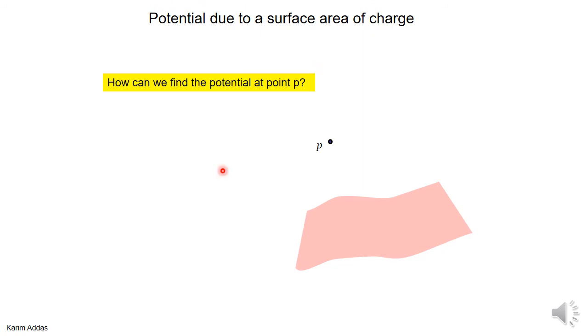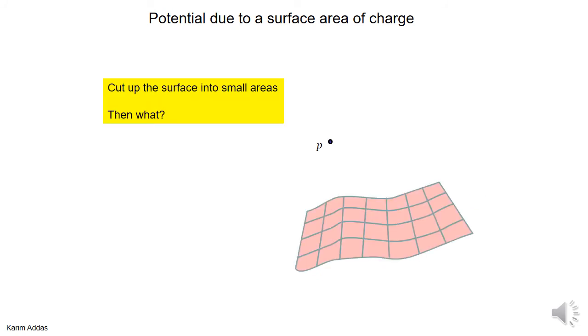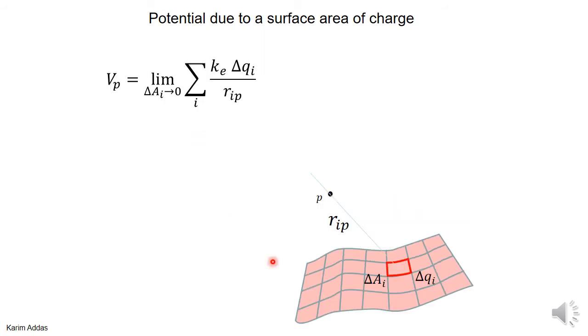Okay, what about a surface charge distribution? If you want to get the potential at point P due to a surface charge distribution, how would you do that? Again, you cut up the surface into small elements of area, and then what would you do? You get the potential due to each element of area. For instance, this is the ith element of area. It has area delta Ai, it has charge delta Qi. The distance between the element and point P is rip. The potential due to that element only at point P is k delta Qi over rip.